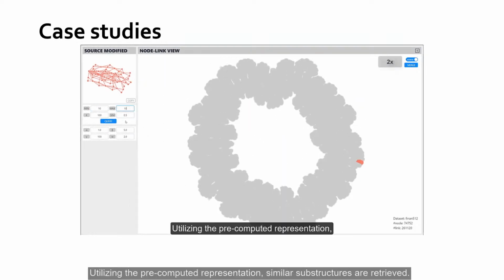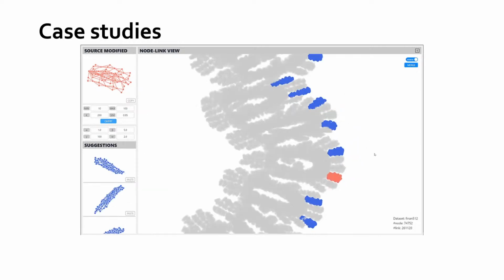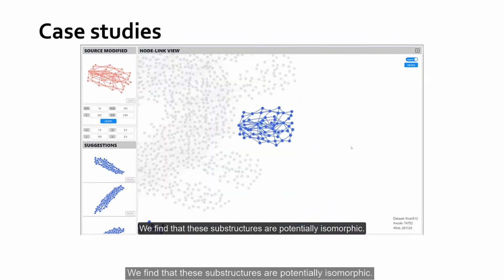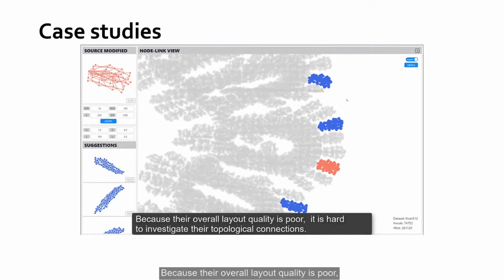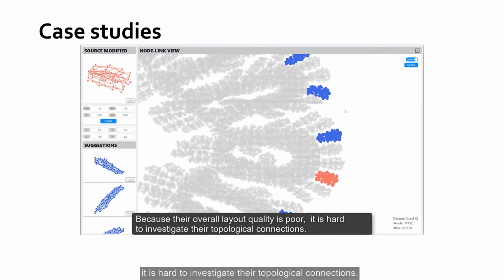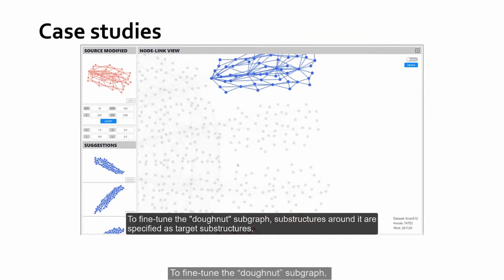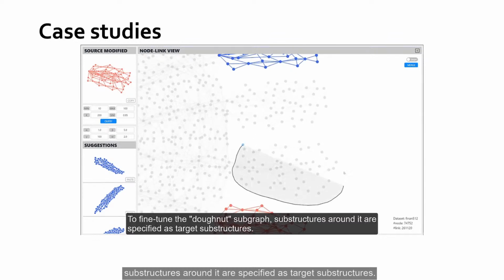Utilizing the pre-computed representation, similar substructures are retrieved. We find that these substructures are potentially isomorphic. Because their overall layout quality is poor, it is hard to investigate their topological connections. To fine-tune the donut subgraph, substructures around it are specified as target substructures.